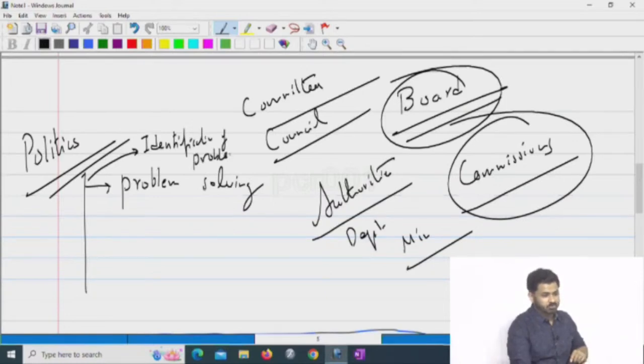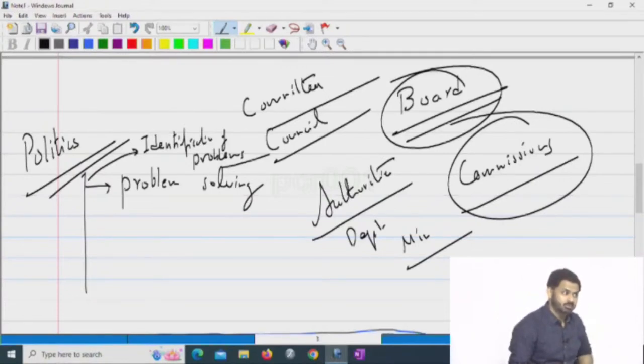Identification of problems: first you will identify the problem. A problem is a problem when it is considered collectively as a problem. Like for example, in Indian society, untouchability was not a political problem for a long time, isn't it? In all these years, untouchability was not even considered as a problem. But then a time came when we identified it as a problem.